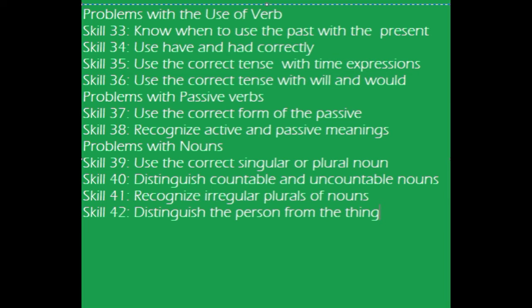The next skills are: use the correct singular or plural noun, distinguish countable and uncountable nouns, recognize irregular plurals of nouns, distinguish the person from the thing. And these irregular plurals are the collective nouns, as I was explaining. So people, mice, geese, women, men. The pronunciation is different. It's not woman, it's women. That's referring to plural. So, women are beautiful.